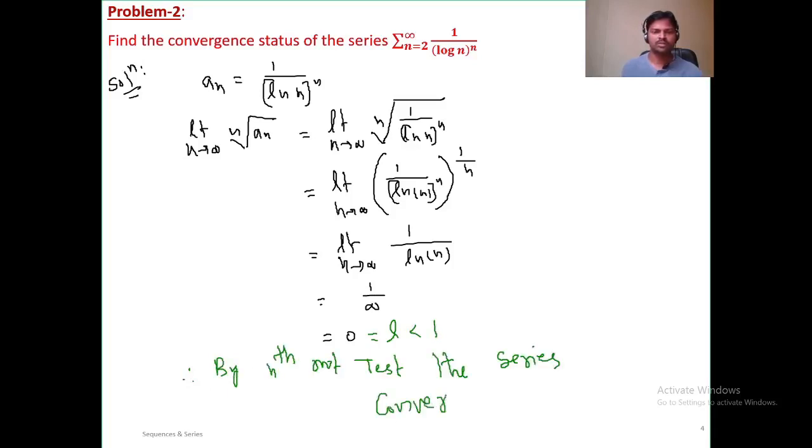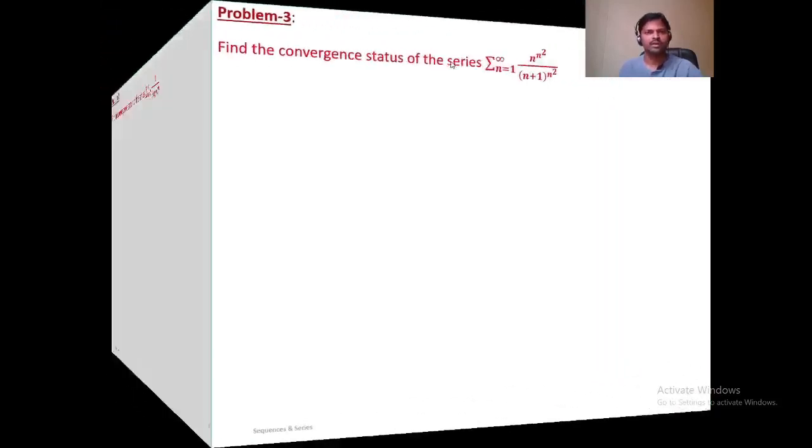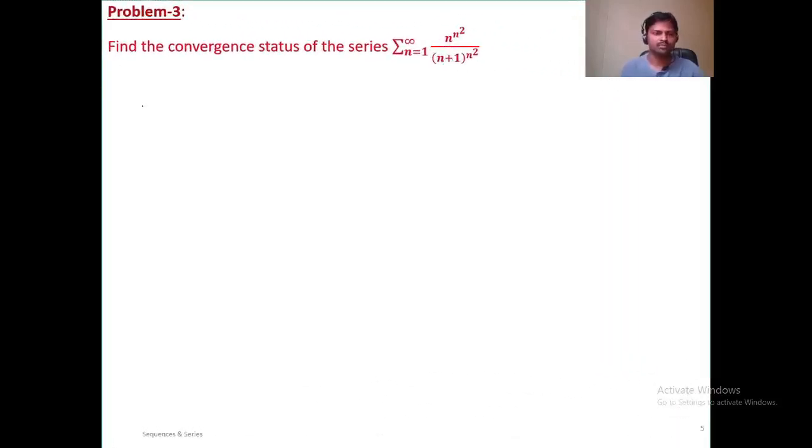Converges means the sum is finite. How much, we cannot tell by using Cauchy's nth root test. Cauchy's nth root test will give you only whether the sum is finite or not. That's it. So here converges means the sum is finite. If you add all the terms from 2 to infinity, you will get a finite number. That's it. Okay, next, continuation, problem number 3.